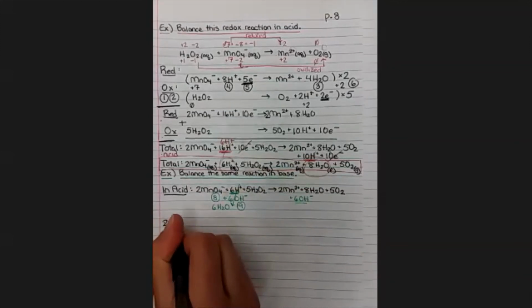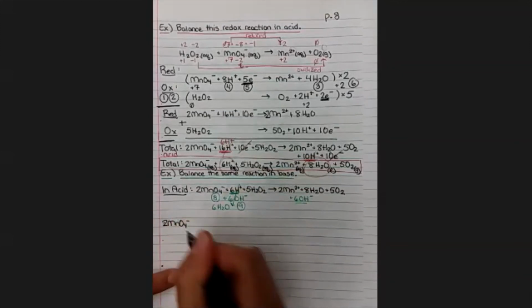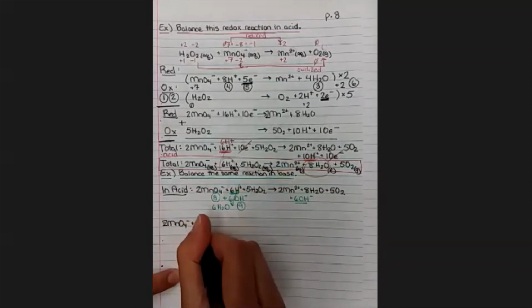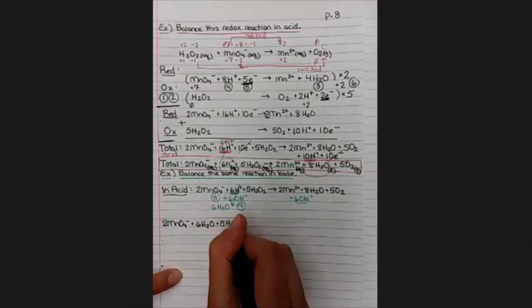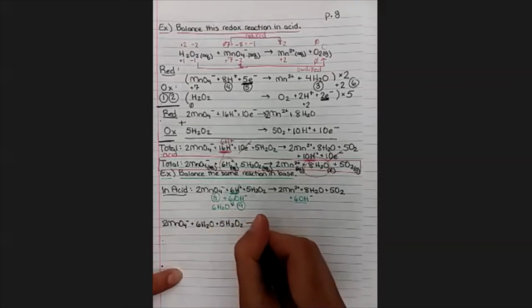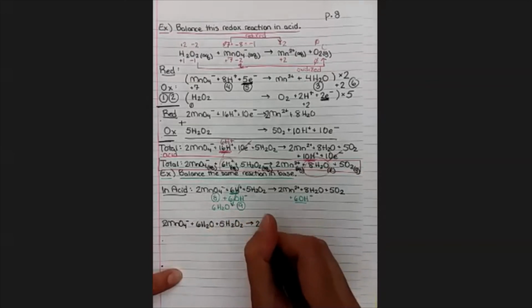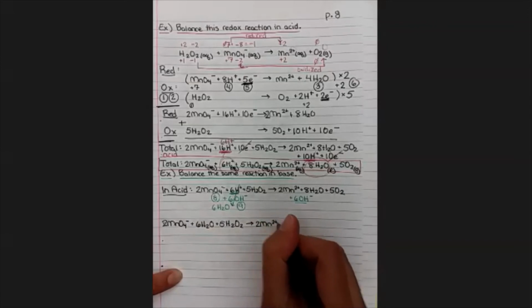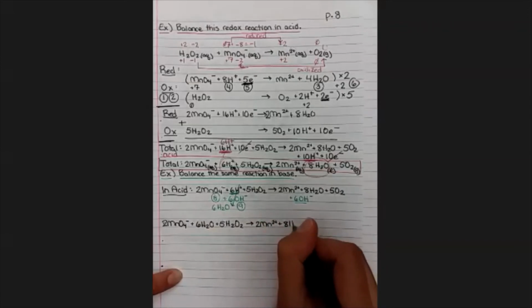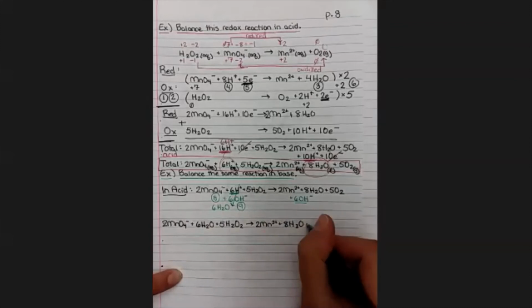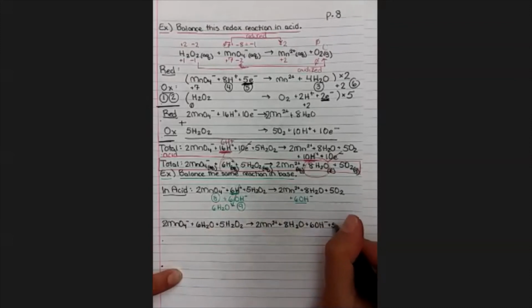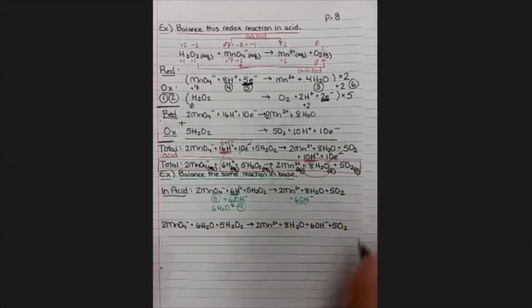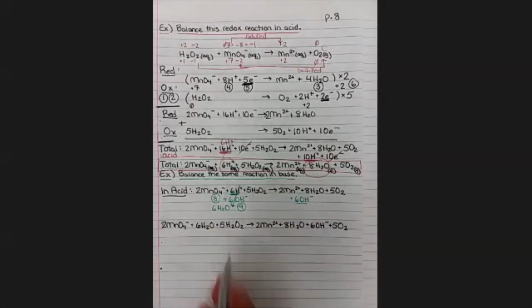So now we've got 2 manganates, 6 waters, 5 peroxides. And on this side, we have 2 manganese ions, 8 waters. We now have 6 hydroxides as well, and 5 oxygens. We want to see if there are any terms that we can cancel.